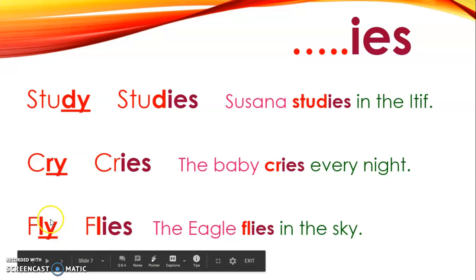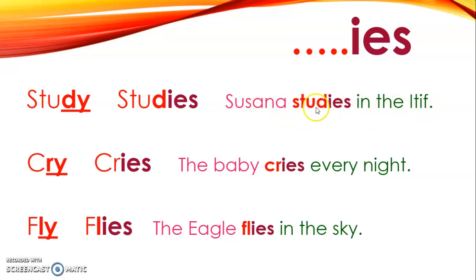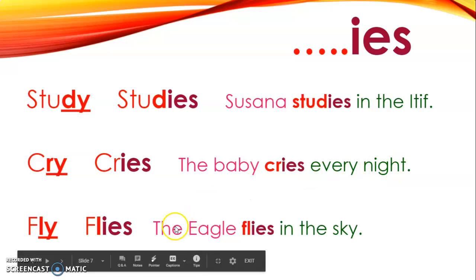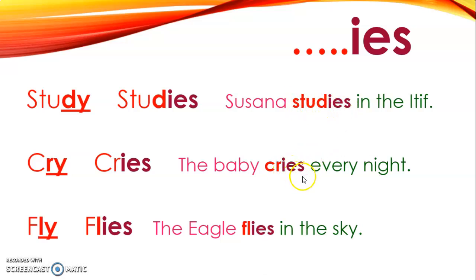Fly, Y and a consonant. We eliminate the Y and we add IES. For example, Susana studies in the ITIF. Susana estudia en el ITIF. The baby cries every night. El bebé llora todas las noches o cada noche. The eagle flies in the sky. El águila vuela en el cielo. ¿Sí ven? Al verbo se le quita la Y y se les agrega IES.